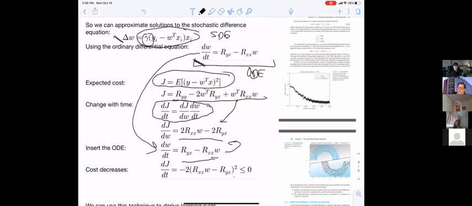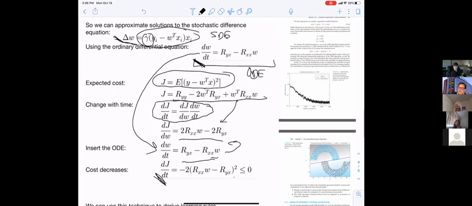So that's the proof. What we've basically shown is that the stochastic difference equation will stay close to the trajectories of an ordinary differential equation that is guaranteed to reduce the cost.